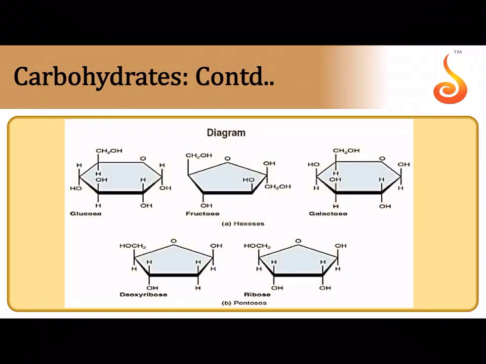Okay. See some of the examples here. The 6-ringed structure is referred to as a pyranose structure or a pyran ring, and the pentagonal structure is referred to as a furan ring. You can see fructose, ribose and deoxyribose exhibit a furanose structure, glucose and galactose exhibit a pyranose structure.